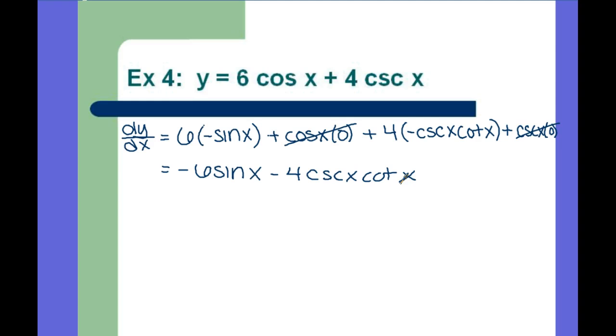Does it matter if we have the cosecant and cotangent switched? No. Order doesn't matter. I feel like I just kind of write it. You know what I mean?